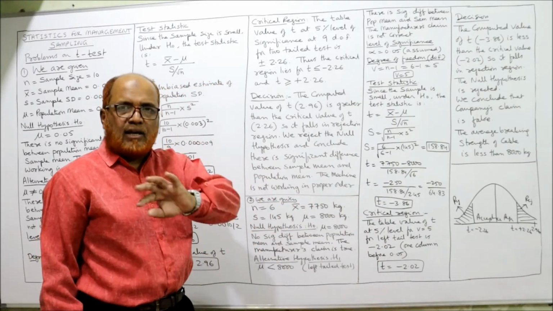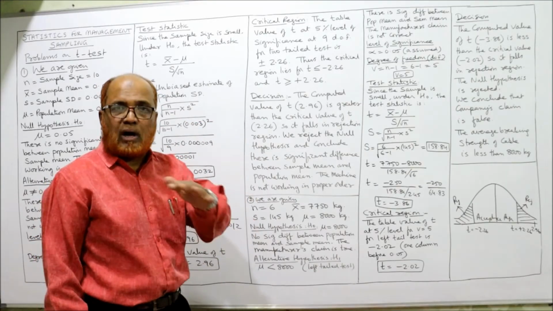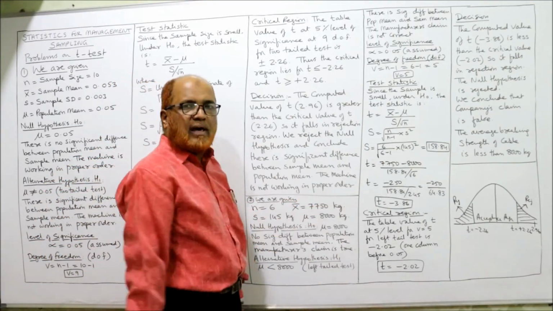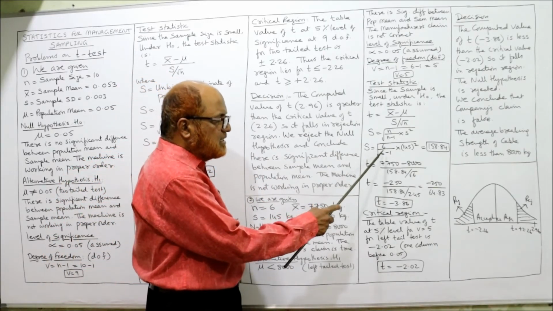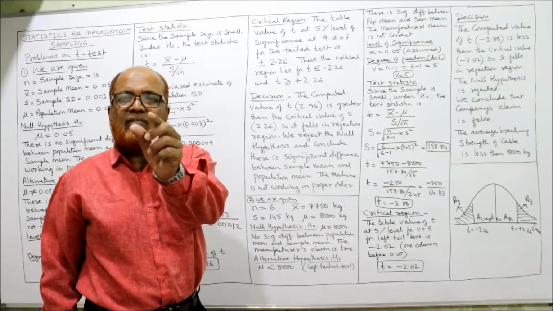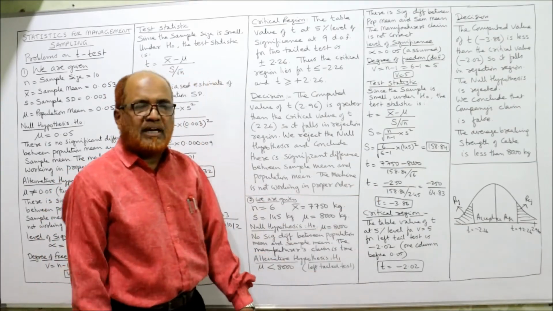I am not doing all the calculations; you have to do the calculation yourself. I am explaining how to do it. 145 into 145, then into 6 divided by 5. Whatever value you get, put under root. You will get 158.84. That is S.